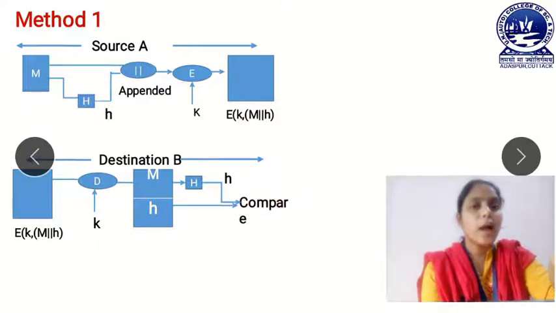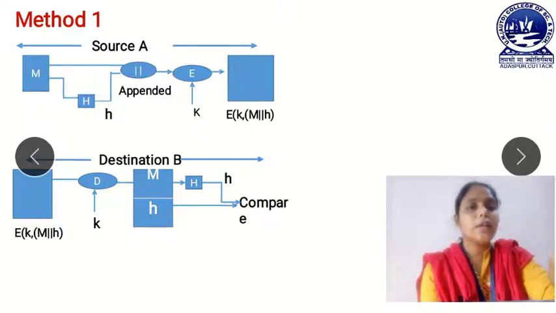When these two hash values become equal, that means the destination is sure that there is no alteration in the message. If both hash values are different, that means the destination is sure that there is some alteration in the message which is coming from the authenticated source. Now look at this method 1.